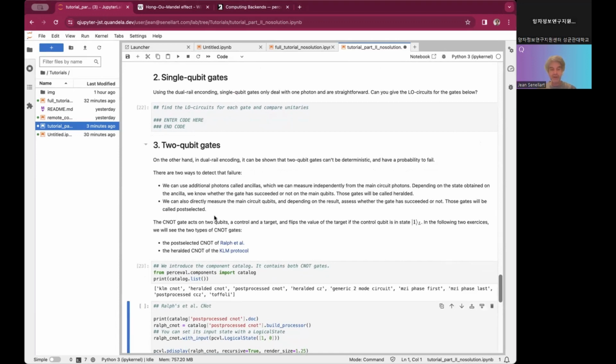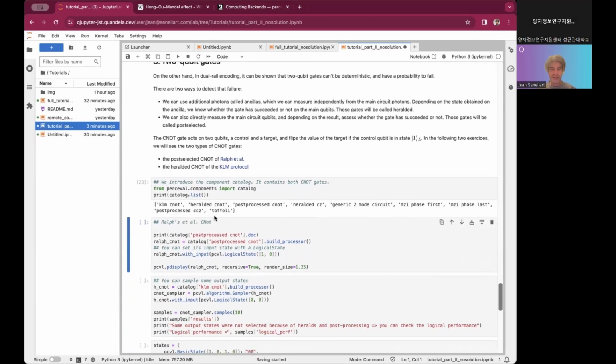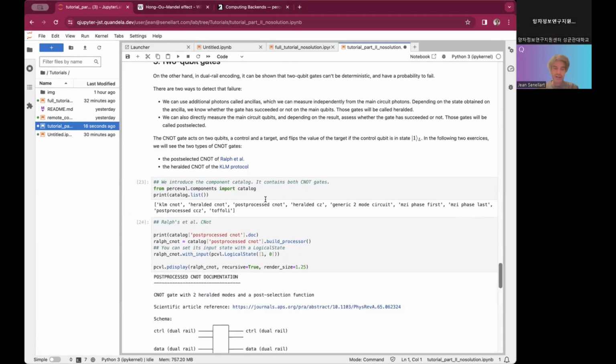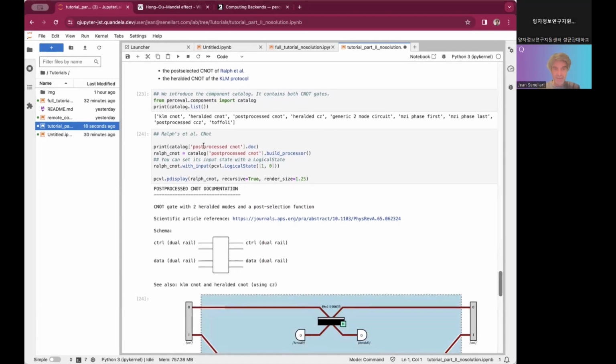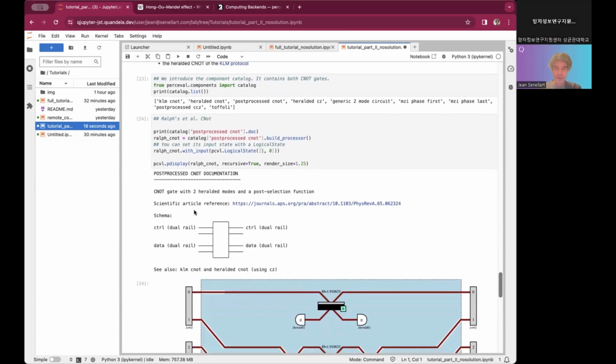So we'll be showing how to implement a CNOT gate. In Perceval, you have a catalog of predefined circuits. In this catalog, you find three CNOTs: KLM CNOT, RL CNOT, post-process CNOT. You have some CZ, some MZI, CCZ, and Toffoli gates that are defined. So we'll take one of these gates. I'm taking the post-process CNOT, which is also called the Ralph CNOT because of the author who made it.